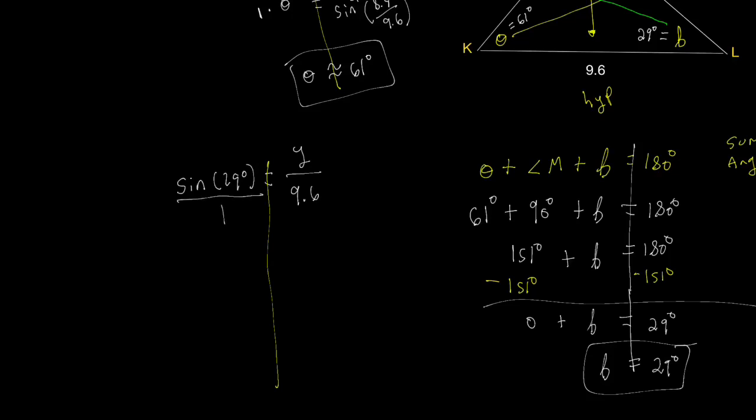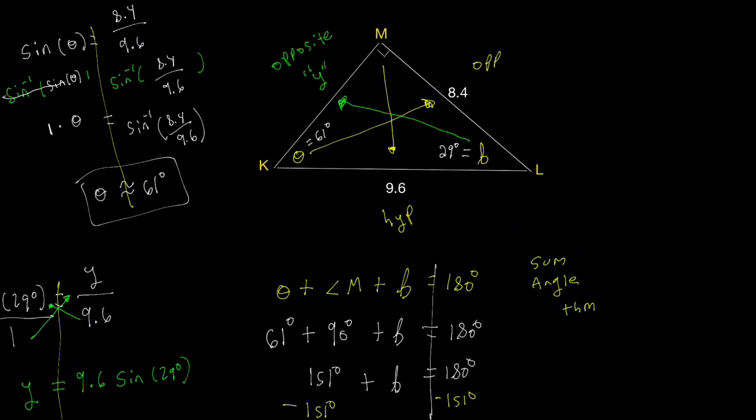I have a proportion, so I can cross multiply. I'm going to do 1 times y. That's going to give me y, which is going to equal 9.6 times sine 29. So 9.6 sine of 29 degrees. And now I can input that in the calculator because my variable has been isolated. Here, this I can calculate, and I'm getting y to be approximately equal to 4.7. And that is the length of KM.